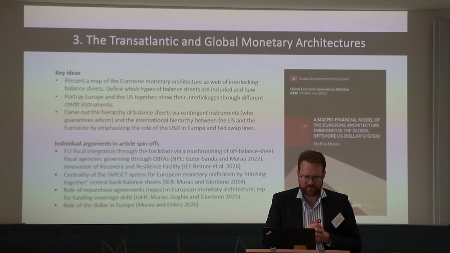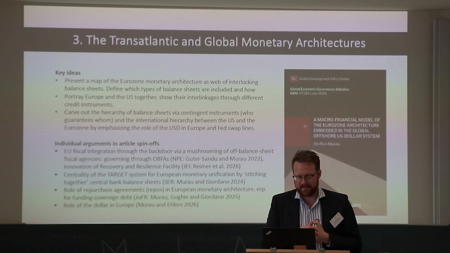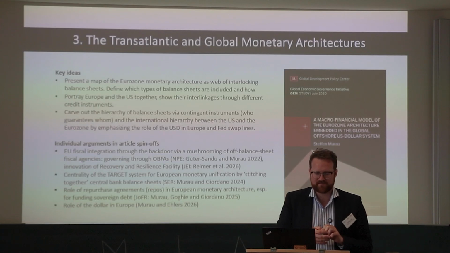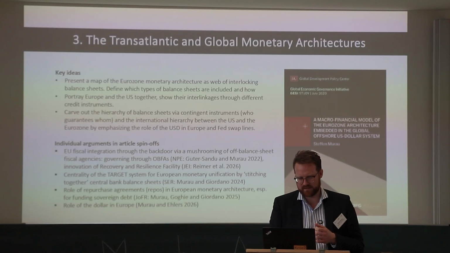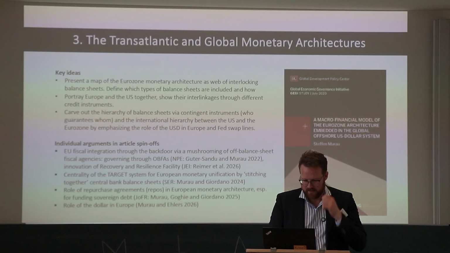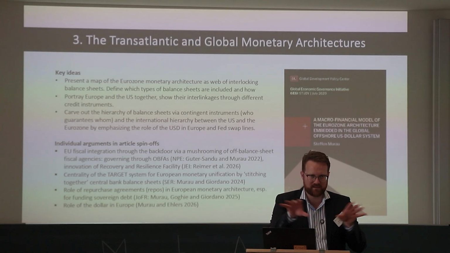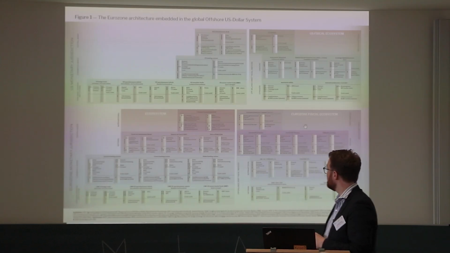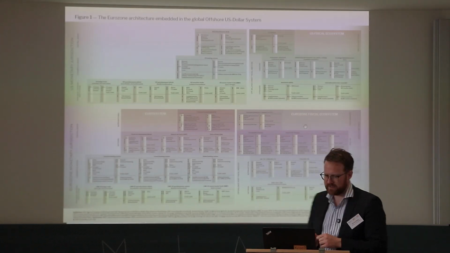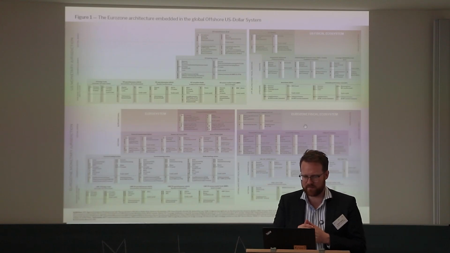Then an article with Matteo about the TARGET system, with Matteo and Alex about repos. And then still ongoing research with Thorsten Ehlers from the BIS about the dollar in Europe, where we've tried to use the BIS statistics to quantify a bit more what the Web of Interlocking Balance Sheets shows. So that's this figure. I thought I wouldn't go too much into detail with this because it's not visible, but I guess you've probably come across it in some way.